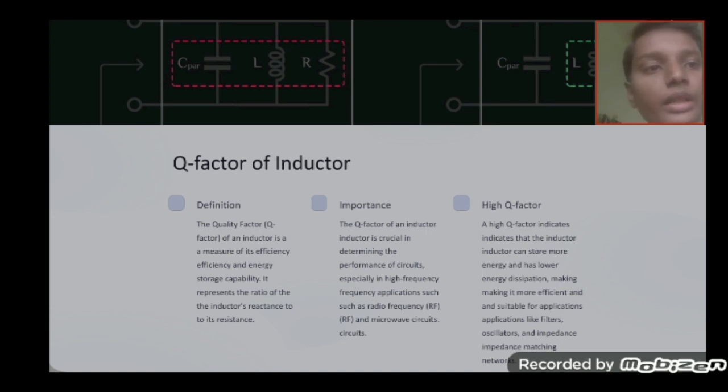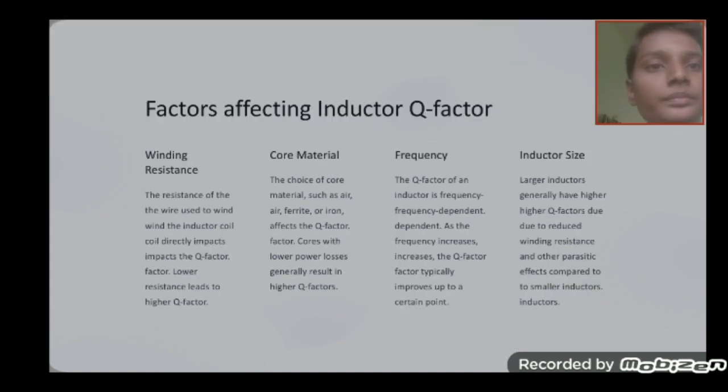High Q factor. A high Q factor indicates that the inductor can store more energy and has lower energy dissipation, making it more efficient and stable for applications like filters, oscillators, and impedance matching networks. Factors affecting inductor Q factor. Wire resistance. The resistance of the wire used to wind the inductor coil directly impacts the quality factor. Lower resistance leads to a high Q factor.